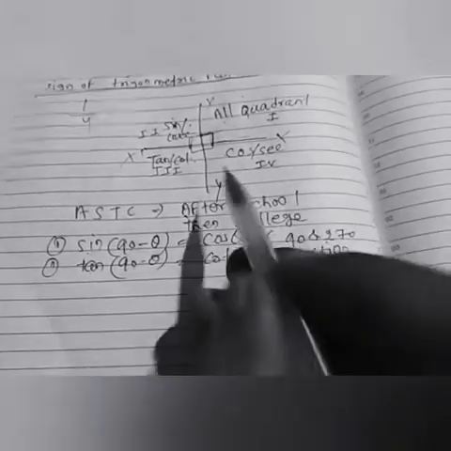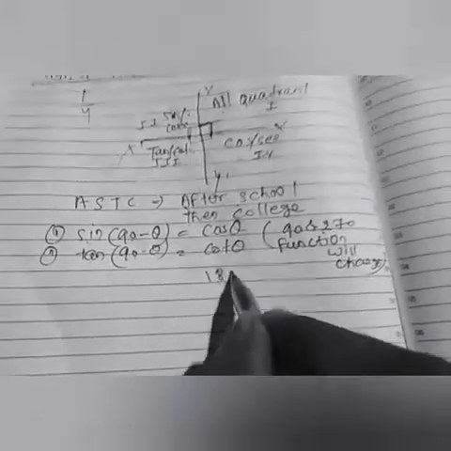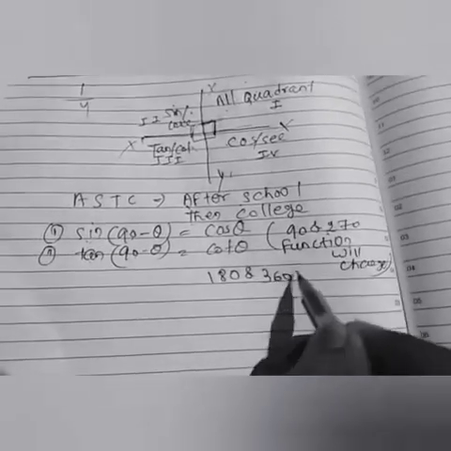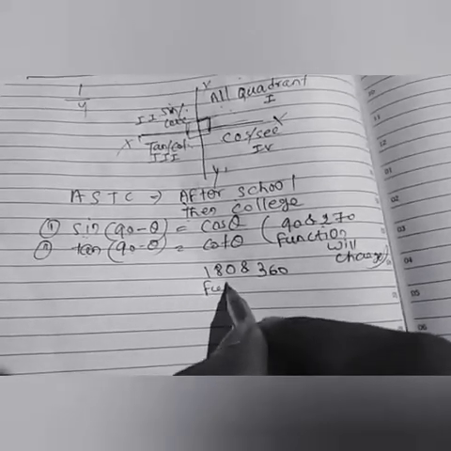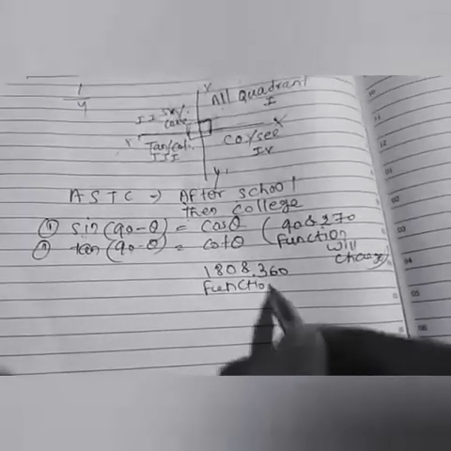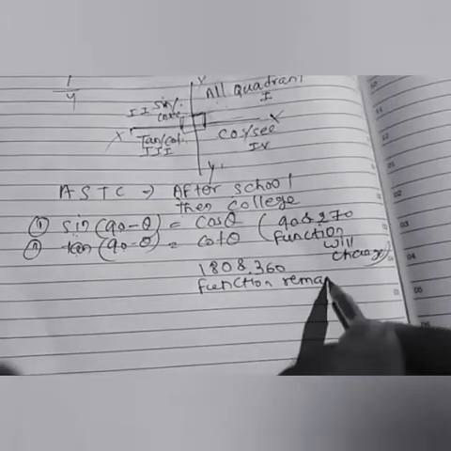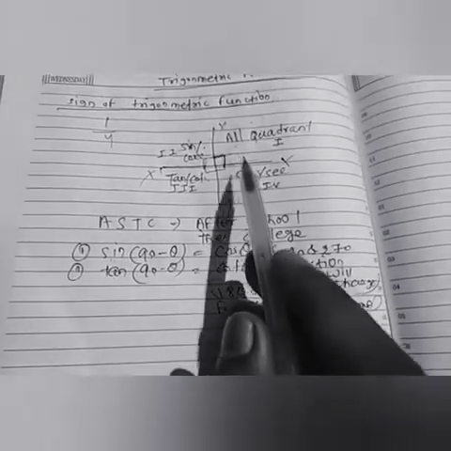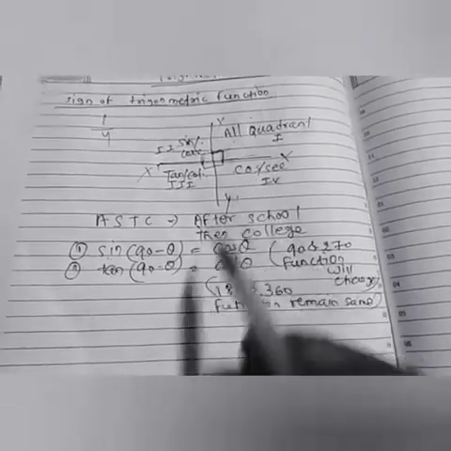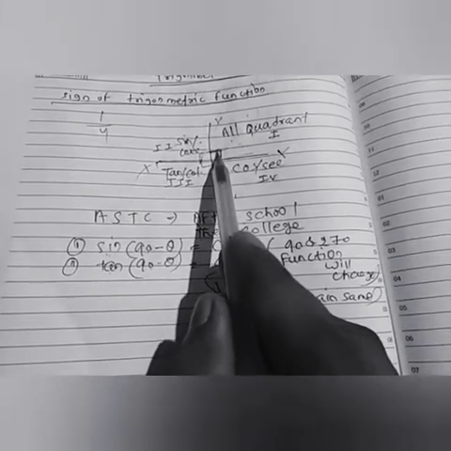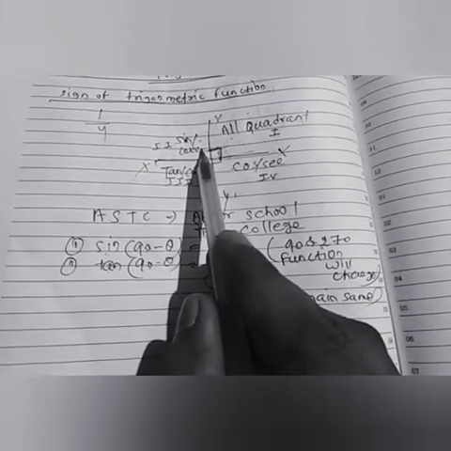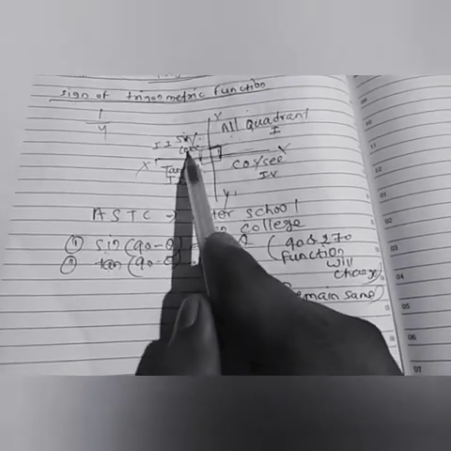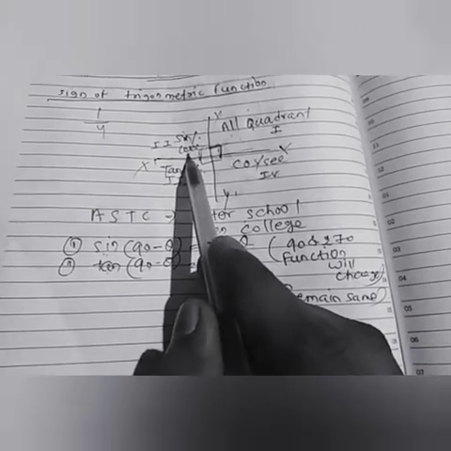Okay, for 180 and 360 the function will not change. The function remains the same. Okay, this is for the first quadrant, 90 minus theta. If we add theta to the 90 degree, 90 plus theta, it goes to the second quadrant.